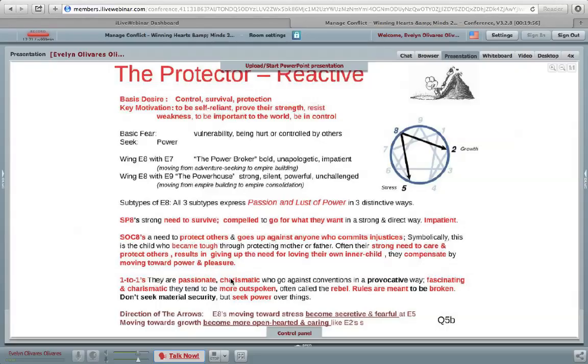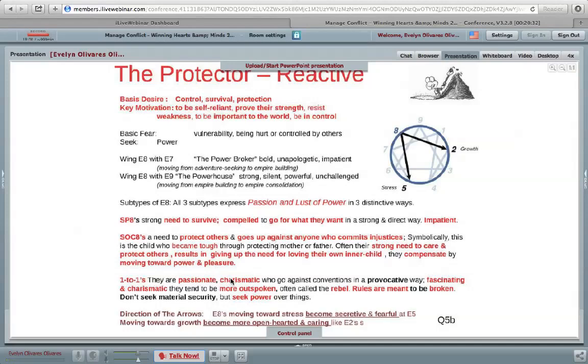The subtypes of the 8 are filled with passion and a lust over power. So the self-preservation 8, they have a strong need to survive. They're compelled to go forward, to go with what they want in a strong and very direct way, and they're so very impatient. The social 8 has a need to protect others and to go up against anyone who commits injustices. Symbolically, not everybody has been through this, but symbolically, this is the child who became tough through protecting a mother or a father or even a sibling.